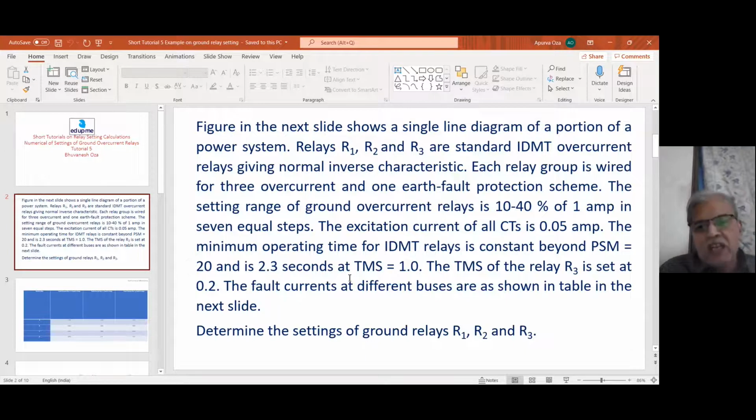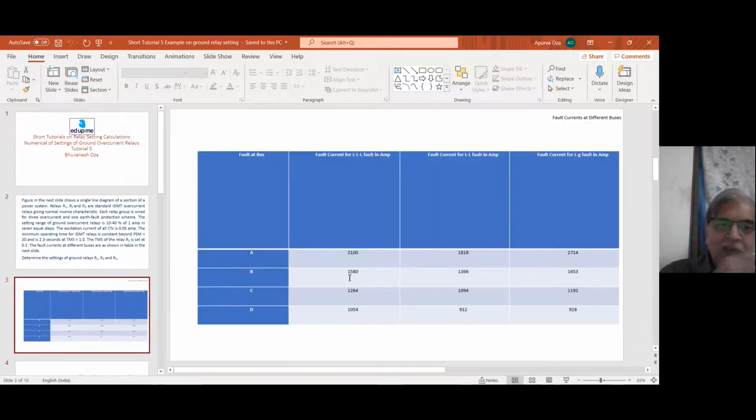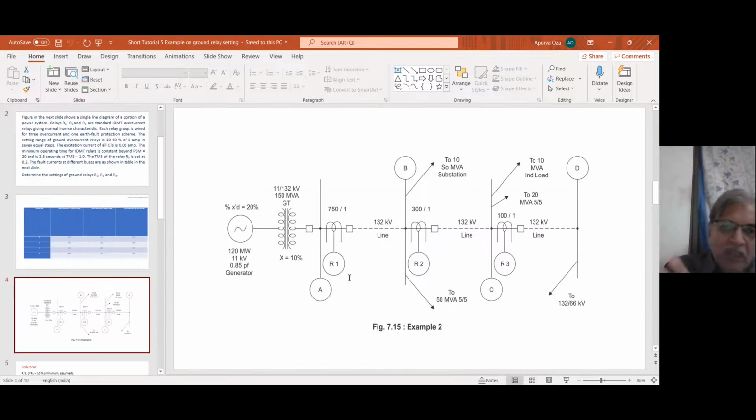The fault currents at different buses are also shown in the next slide, right? So if we see the next slide, these are the fault currents for A, B, C, D buses: fault current for triple line fault, for double line fault, and for LG fault. Here, for our purposes, we will consider the fault current for LG fault, because double line and triple line are to be used for phase relays, not for ground relays. So these are the fault currents.